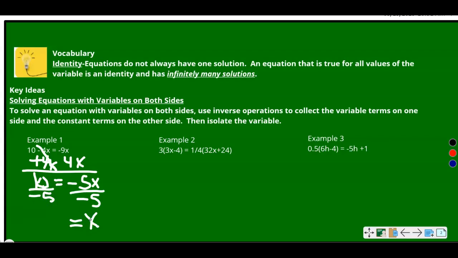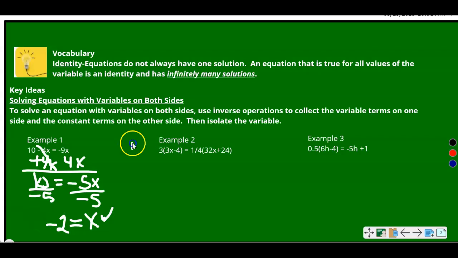All right, 10 divided by negative 5. 10 is the bigger number, so it's going to be negative 2. And like always, you should be able to plug this in and check it. Negative 4 times negative 2 is positive 8. 10 plus 8 is 18. Negative 9 times negative 2 is 18 as well. So when you plug that into both variables and check your equation, you can see that that is correct.